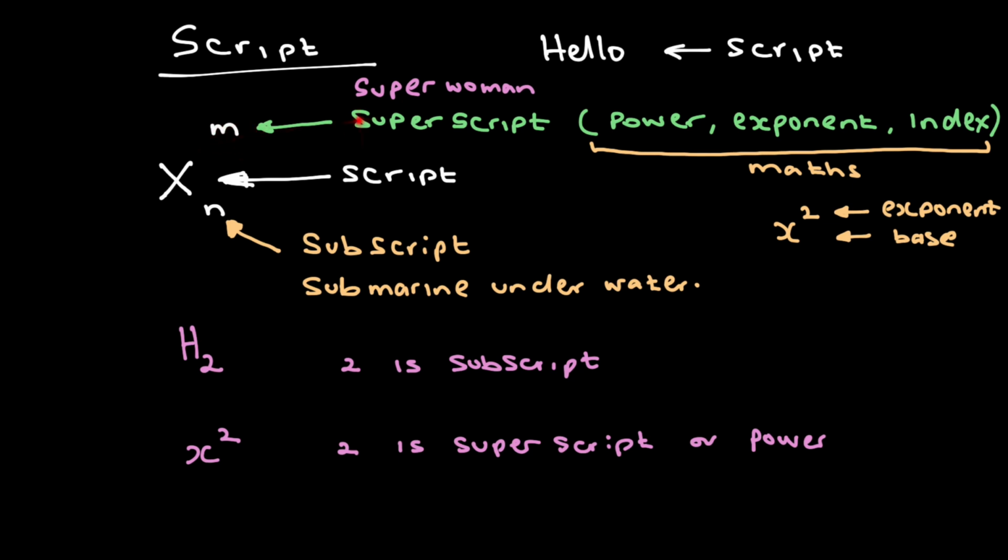This one is superscript. That means Superman flying or Superwoman flying. In maths, it's called power, exponent, index. And if it's underneath, this one is subscript, like a submarine underwater. So if you write x squared, the exponent is 2 and the base is x. Here, in H2, the 2 is subscript, and in x squared, 2 is superscript or power.